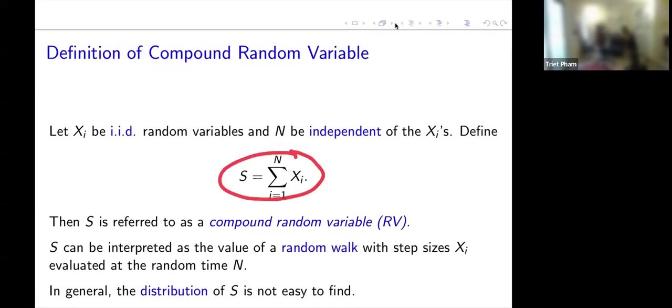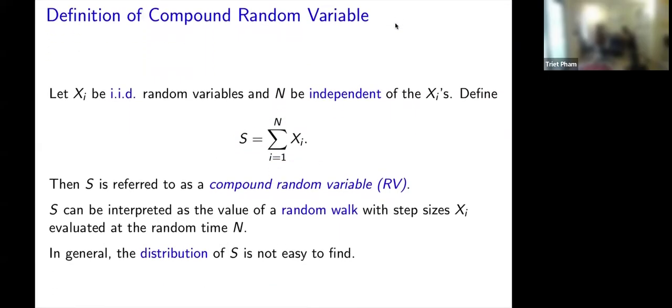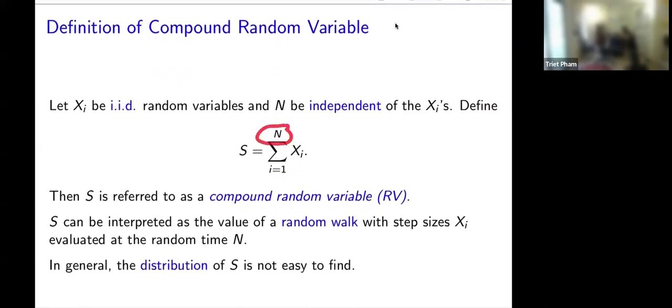Basically, now we look at a sum, but the sum is random in two ways. The terms, or the summands, are random, but also the upper bound is random. Of course, if you feel like it, you can also make the lower bound random. But then the upper bound and lower bound are somehow connected, because the upper bound must always be bigger than or equal to the lower bound. Here we just have the upper bound random.